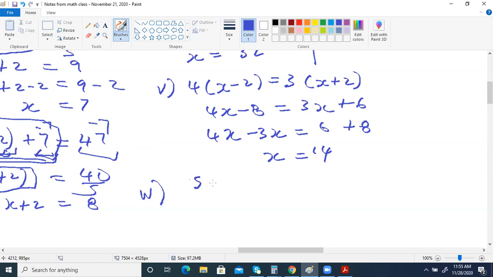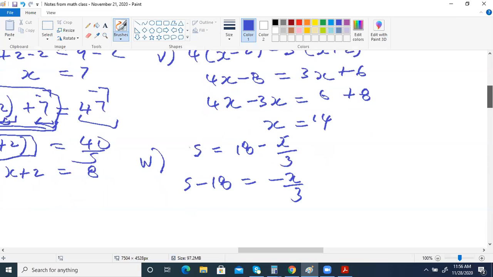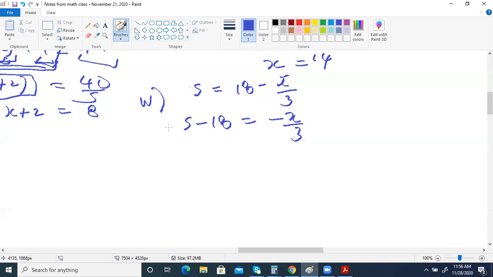5 minus 18 x over 3. So we did this many times. This is not new. I like the way of just simplifying by the step: 5 minus 18 equals minus x over 3. Of course, you can multiply both sides by 3 from the get-go.